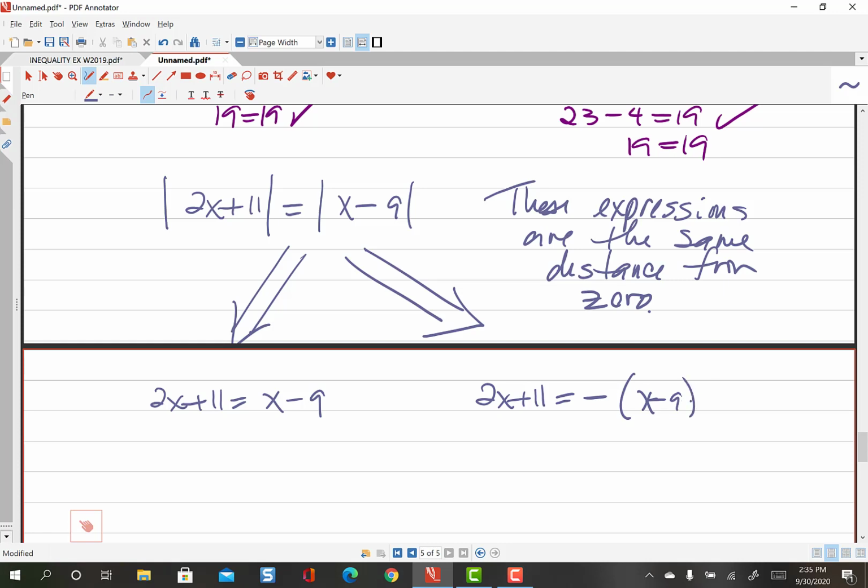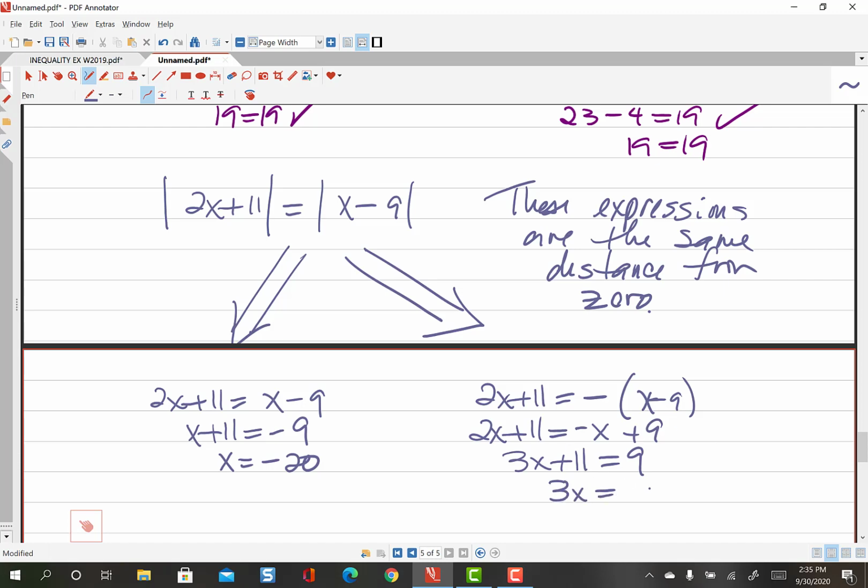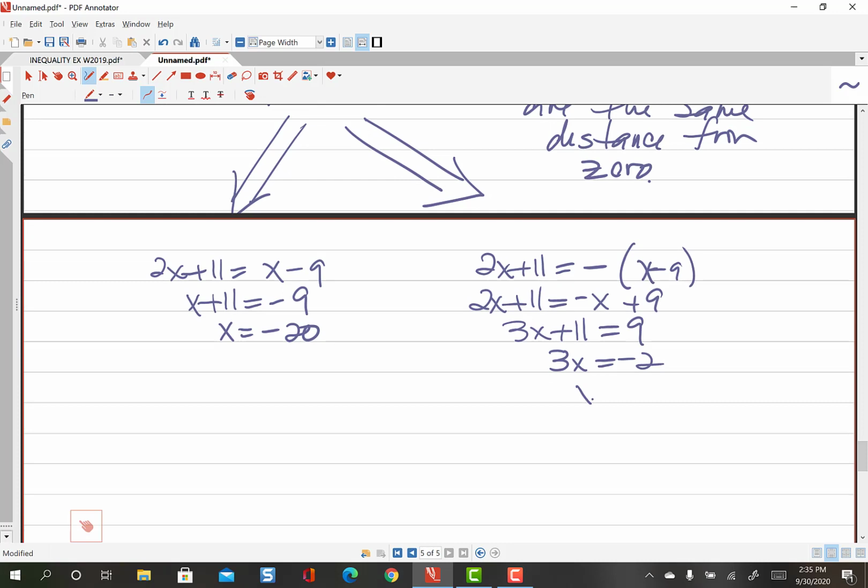So here, if I subtract x, and then subtract the 11, I get x is equal to negative 20. Here, 2x plus 11 is equal to negative x plus 9. If I add x to both sides, I have 3x plus 11 is equal to 9. Subtract the 11, I get negative 2, so x is equal to negative 2/3. Either one is exactly fine. But you just have to keep in mind these things are the same distance from 0.